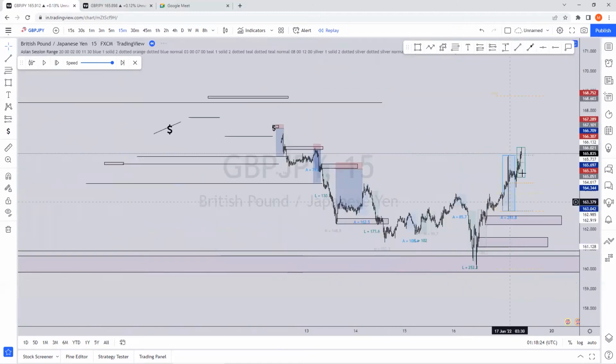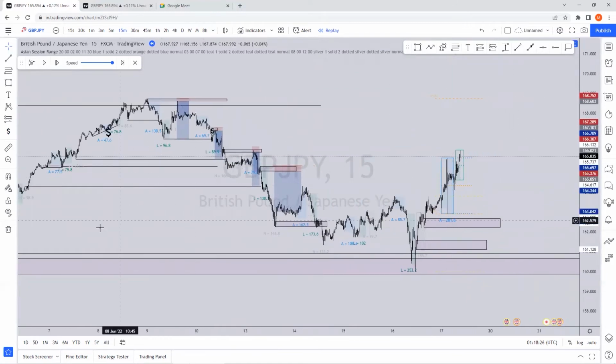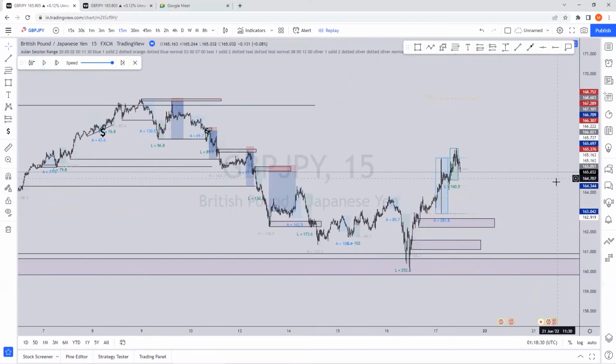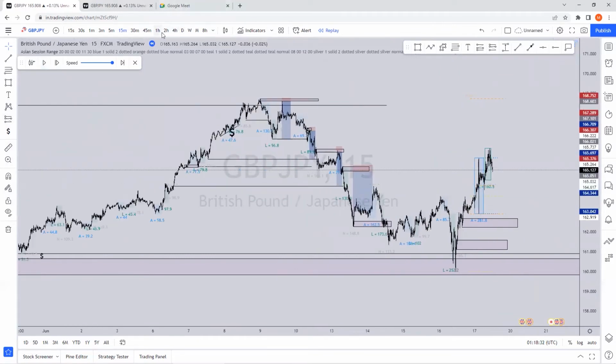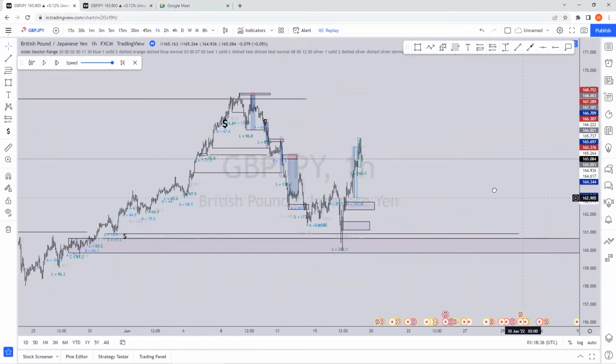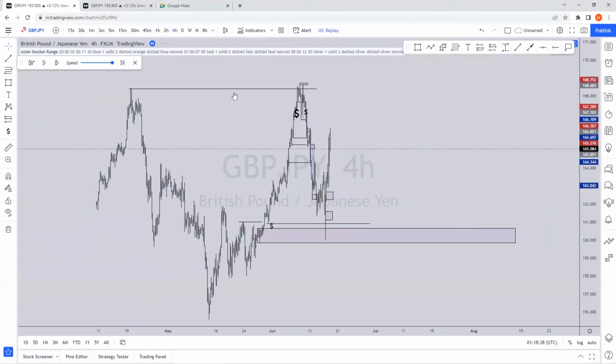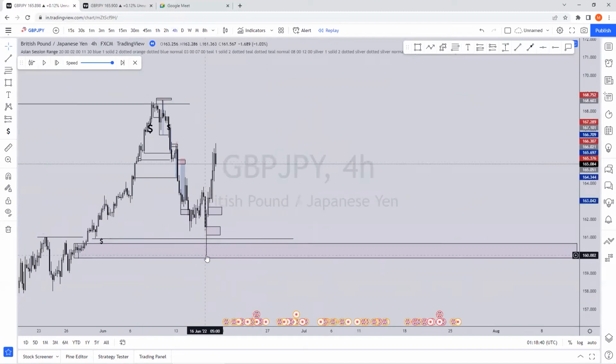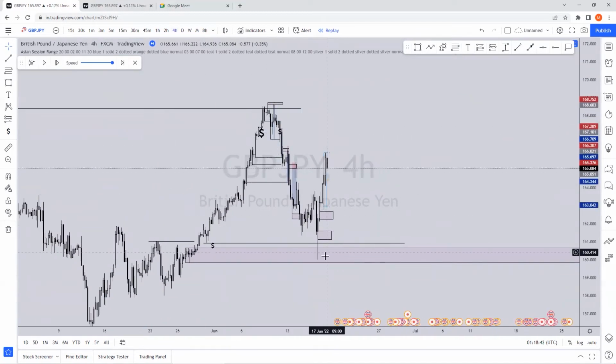So price started retracing upward. Price started going upward. And of course, if you look at price from the higher time frame perspective, let me see my 4-hour. This is just a move to the downside, right? This is just a move to the downside, and price is returning back to premium.